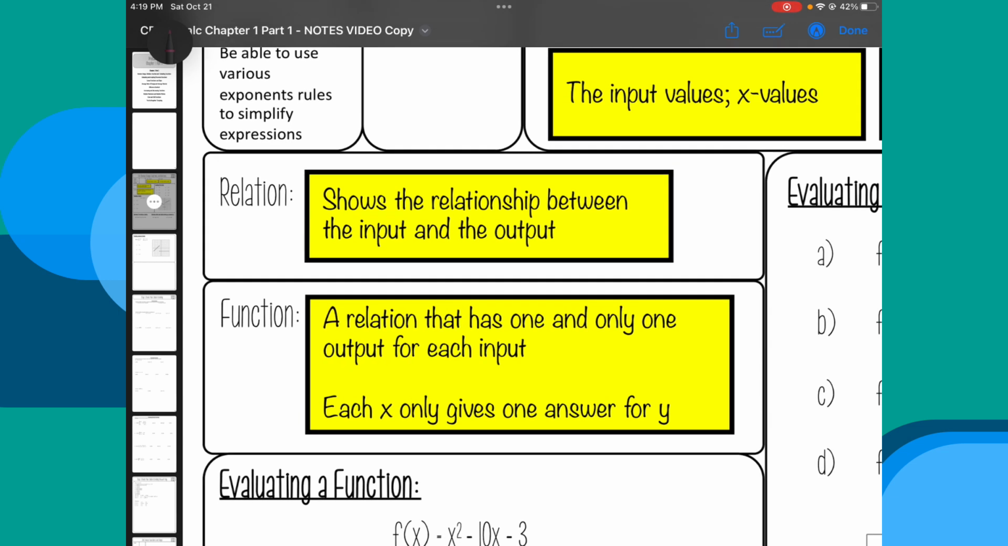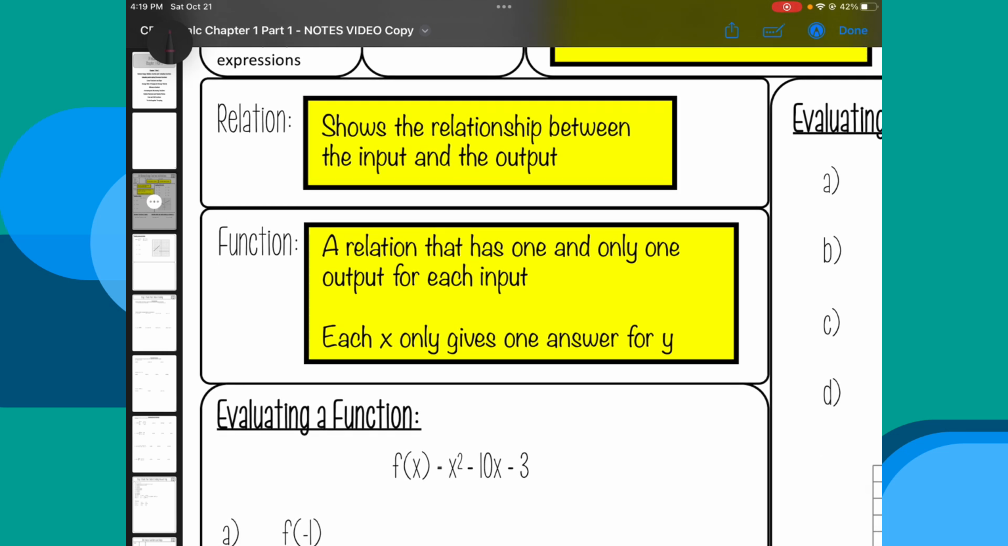More specifically, we have functions, and functions are a subset of relations that have one and only one output for each input. So you can say that each x only gives one answer for y.